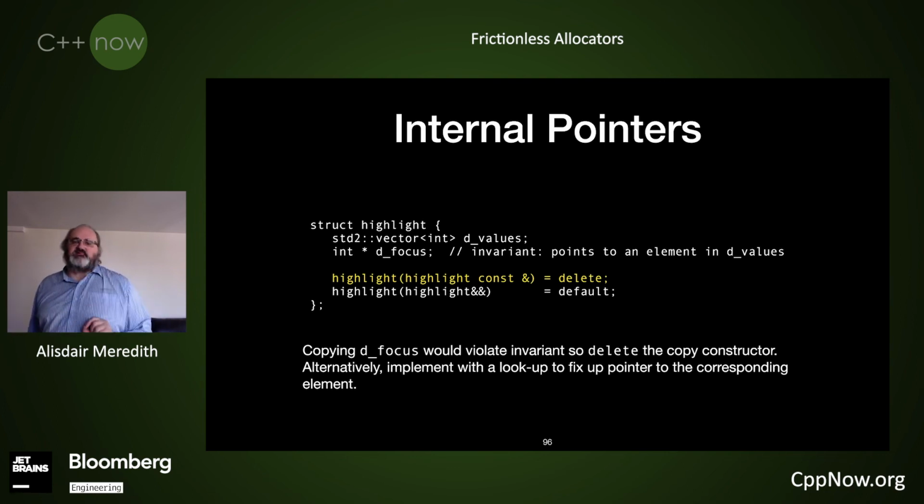The move constructor, on the other hand, does the right thing. It moves the contents of the vector, it copies across the pointer. I say it does the right thing. As I'm saying this, I've just realized I've now broken the invariant of the thing I've moved from. So again, for the example I've written, I would actually have to write the move constructor to make sure I zeroed out again the D under focus.